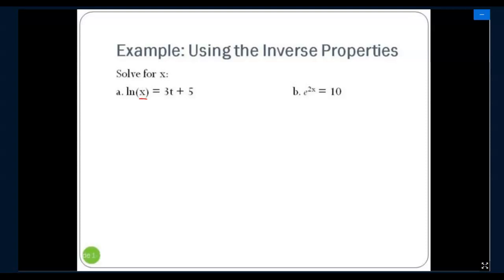So to get rid of the natural log, we're going to use the e both sides technique, because we know that e to the natural log simplifies to the inside, which in this case is x. So we get x equals e to the 3t plus 5. That 3t plus 5 becomes its exponent.